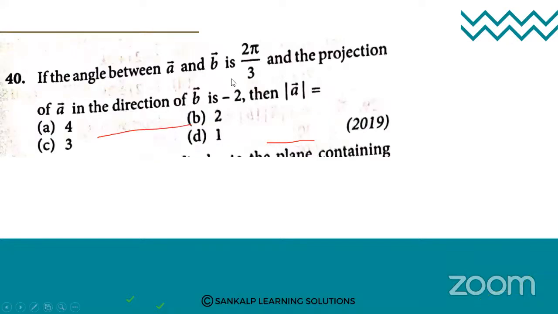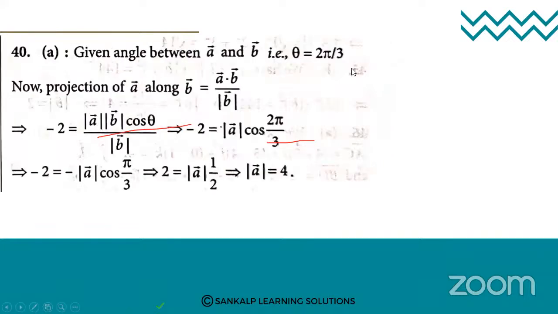So the angle between A and B is 2π/3, and the projection of A in the direction of B is −2. Then what is the mod of vector A? We need to calculate using the given vectors and check it. So see how we can solve this one further.